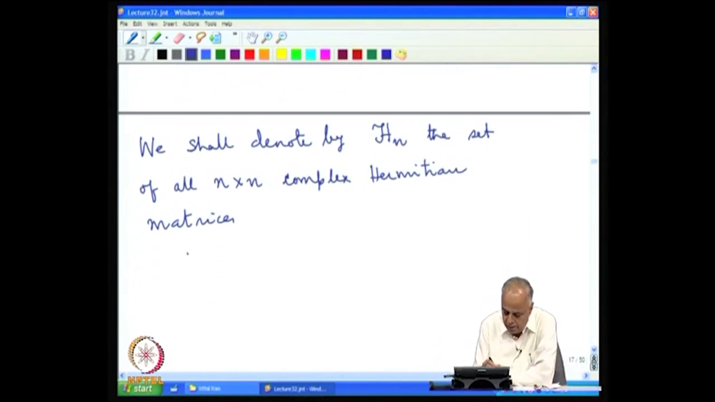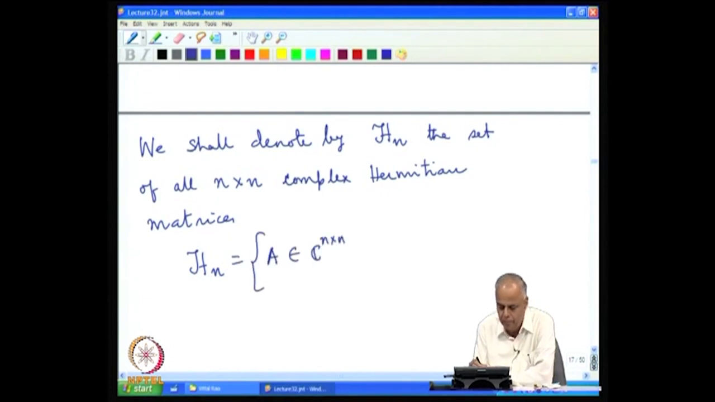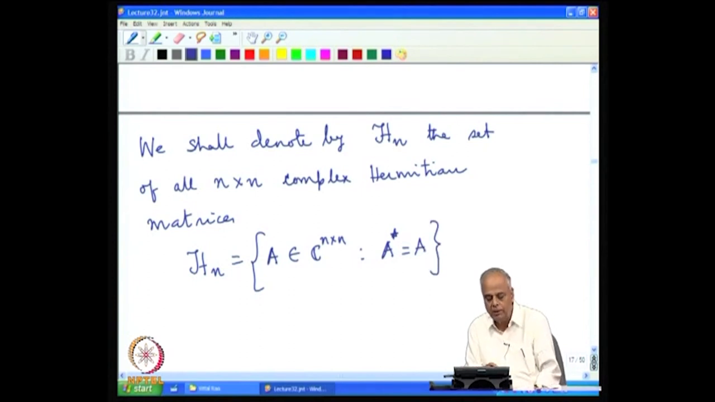So, what is Hn? Hn is the collection of all complex n by n matrices in C^(n×n) that are Hermitian, such that A star is equal to A. So, this is the collection of all Hermitian matrices.